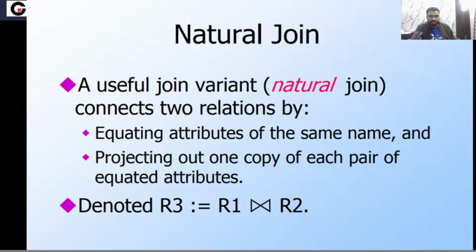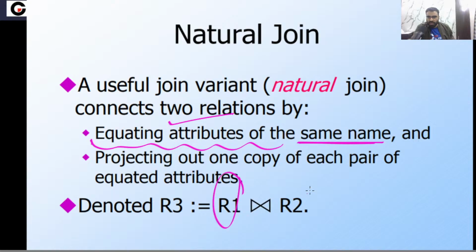Okay, so that's it. This is the natural join. You can see this is the symbol for the natural join, and what we do is combine the tuples of R1, R2. In the natural join, R1 natural join R2, that simply means combine the tuples of R1 and R2 where the tuples are equal in the common attributes. So you can see we will equate the attributes of the same name.